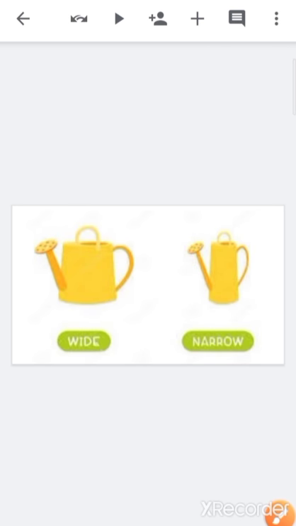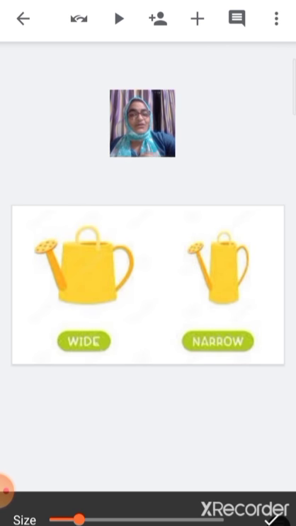Now, here you can see watering cans. This water can is wide. It is broad. And this one is narrow. The sides are closer to each other. Correct? The sides are closer to each other. So it is narrow. So this is wide and this is narrow.